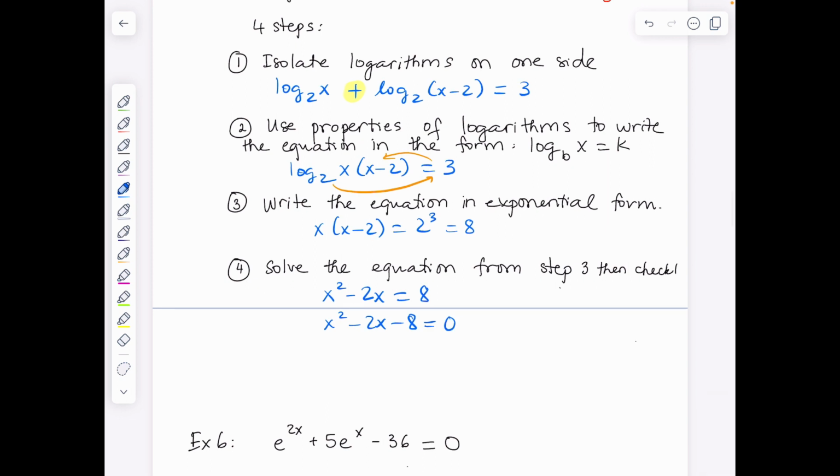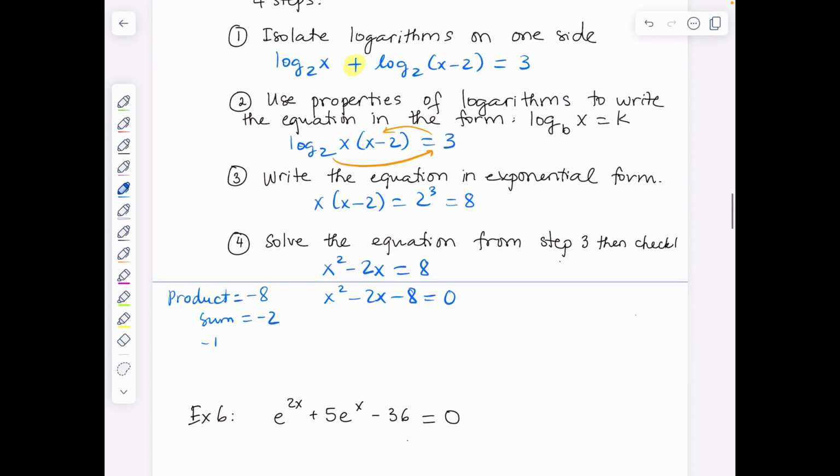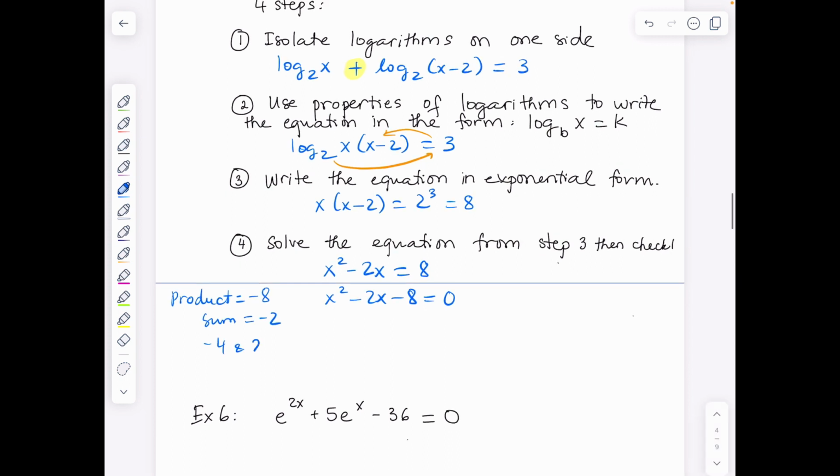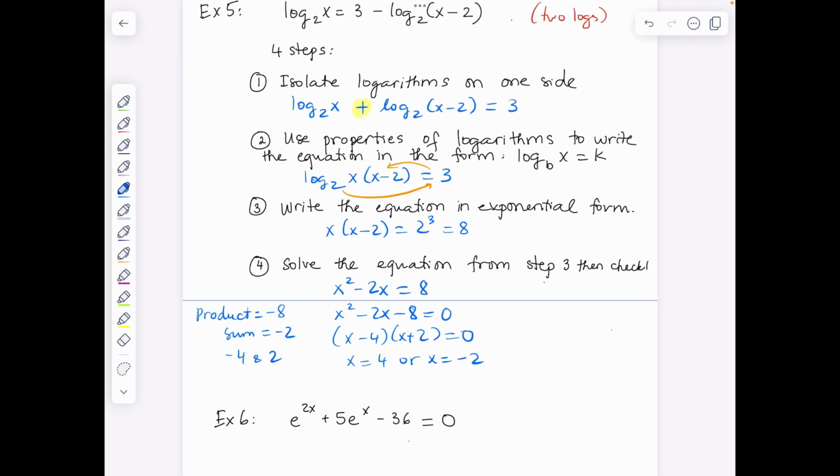Let's see if we can factor this. We want the product of the two numbers to be negative 8 and the sum to be negative 2. So the two numbers should be negative 4 and 2. So that's going to be x minus 4 times x plus 2 is equal to 0. So x is equal to 4 or x is equal to negative 2.